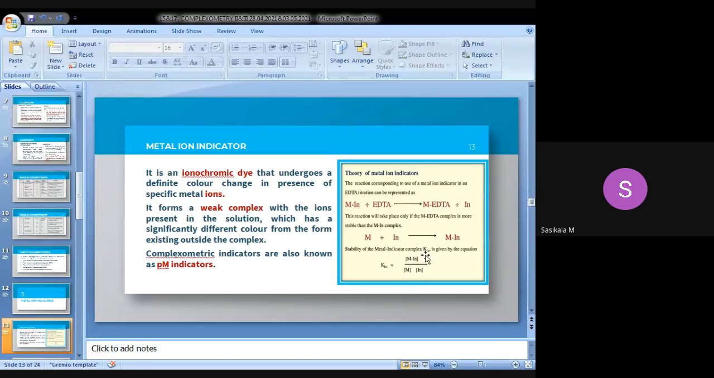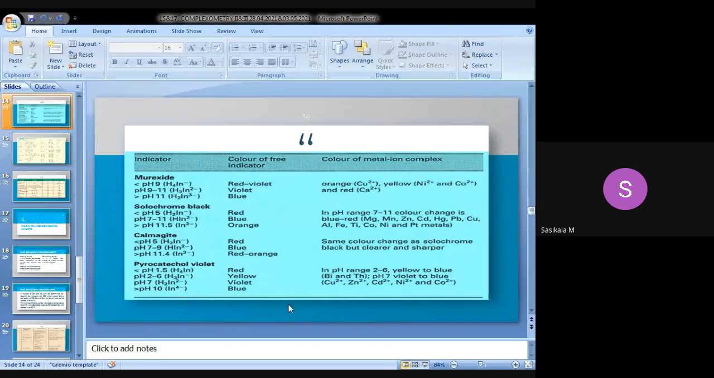Here you can see the metal indicator complex. Its concentration will be equal to the concentration of the metal ion and indicator ion present in the solution. So this is about the metal ion indicator. Now let's see some examples of metal ion indicators: Murexide, Solochrome Black, which may be called EBT or Mordant Black 2, then Calmagite, then Pyrocatechol Violet. So these four are metal ion indicators.